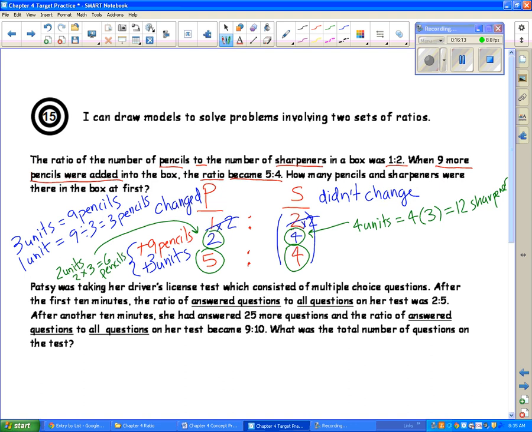And then we can always go back and check our answer to see if it makes sense in the problem. We're saying there were 6 pencils and 12 sharpeners to start with. Does that make sense in a ratio of 1 to 2, 6 to 12? Yes, it does. Then 9 pencils were added, so those 6 pencils were added to 9, became 15. And the ratio became 15 to 12 sharpeners. Is that a ratio of 5 to 4? Yes. So it checks.